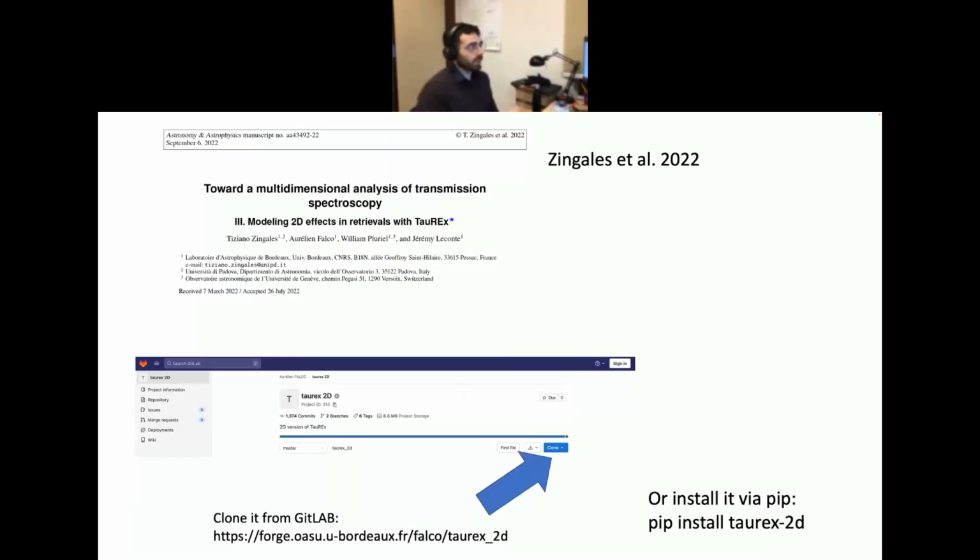And yeah, TauREx2D can be downloaded from GitLab. It's also pip installable with pip install TauREx2D. And if you're interested, you can also look at the publication in Astronomy and Astrophysics. So that was my last slide. Thank you very much.